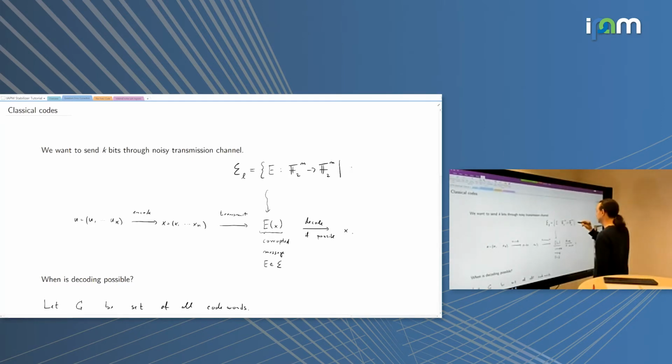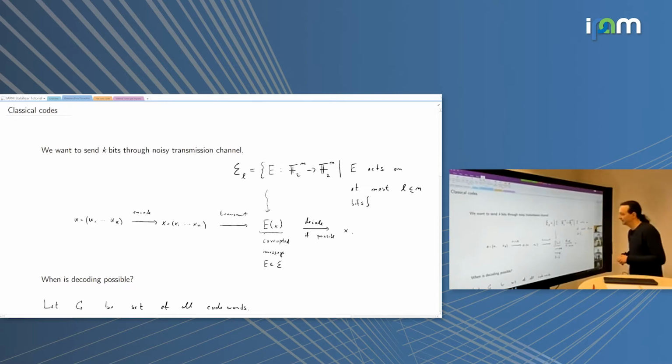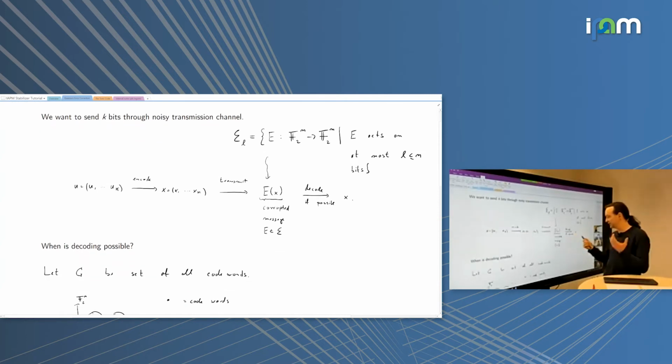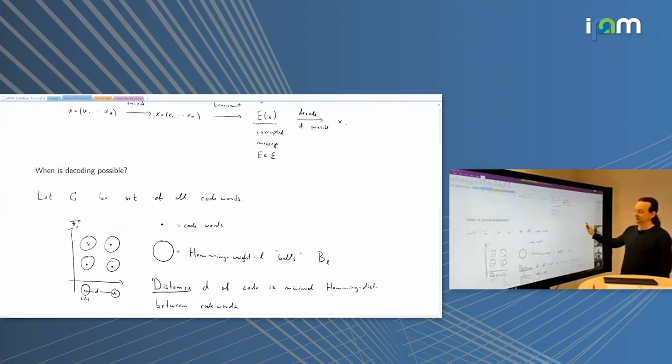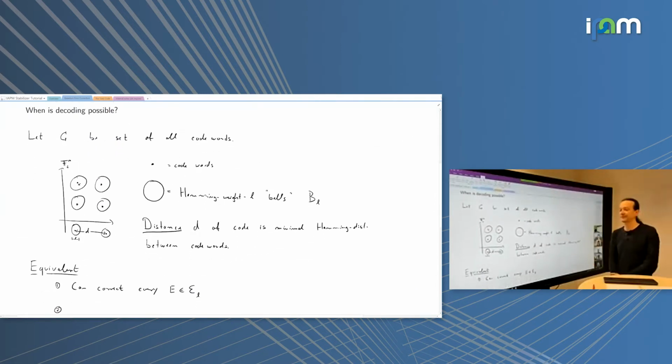Okay, E acts on at most L less than n bits. Right. So now I have received a message E(x), where up to L bits have changed, and now I want to decode. So let's think a bit, when is decoding possible, and we will do it in a very abstract way, so it's going to be easy to understand.